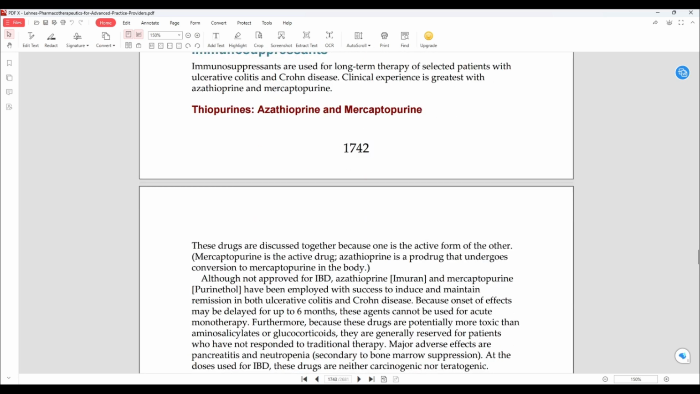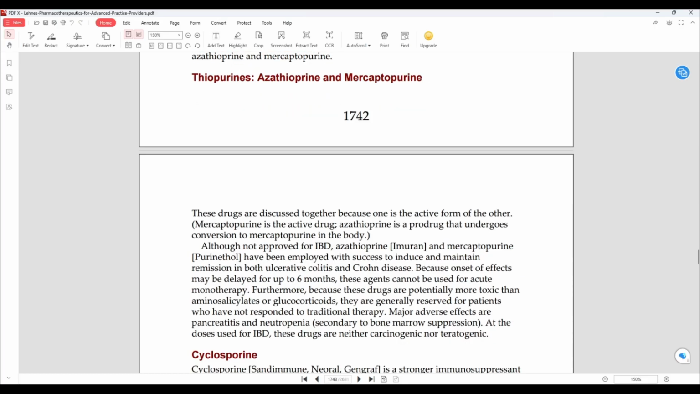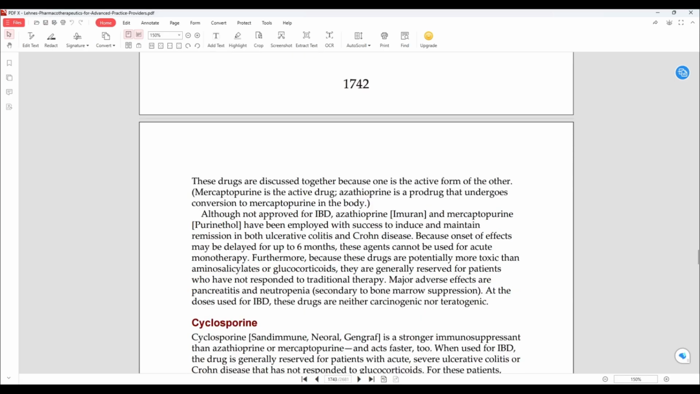Immunosuppressants. Immunosuppressants are used for long-term therapy of selected patients with ulcerative colitis and Crohn's disease. Clinical experience is greatest with azathioprine and mercaptopurine. So, we'll talk about both of those medications. These drugs are discussed together because one is the active form of the other.